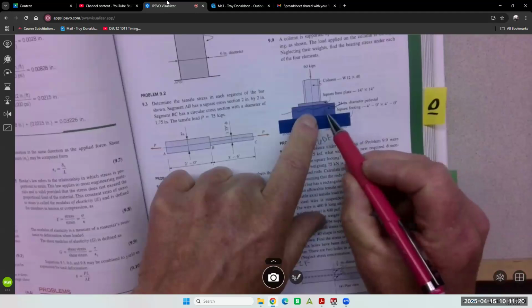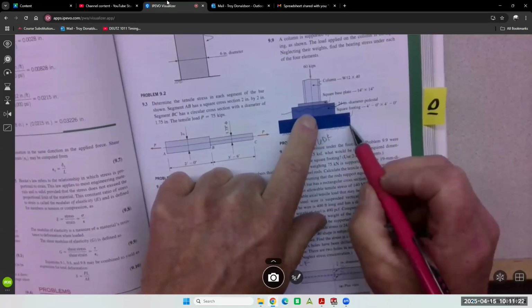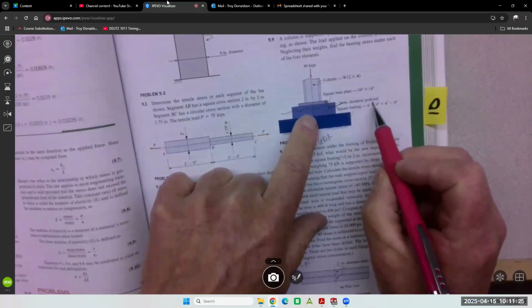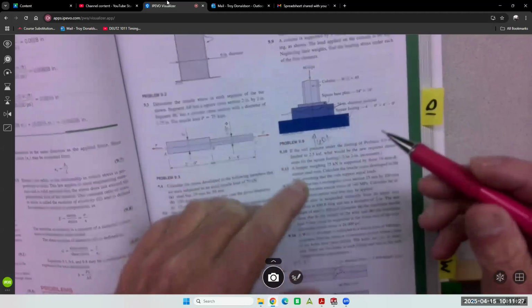Did they say what it is? No, some kind of footing here. No, this is the footing. Oh, this is a diameter pedestal here, right? But I think you get it.